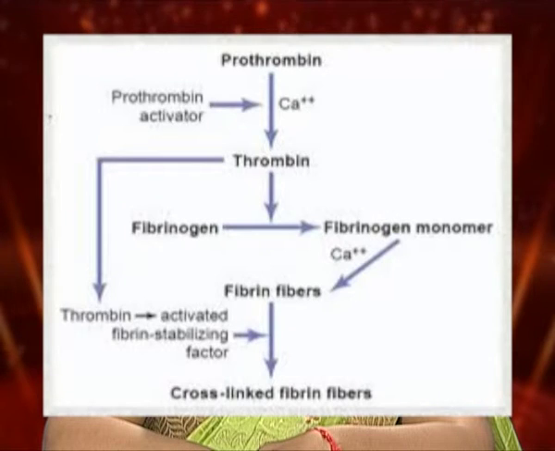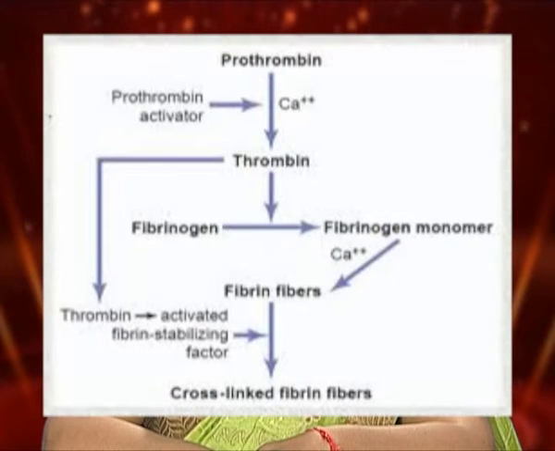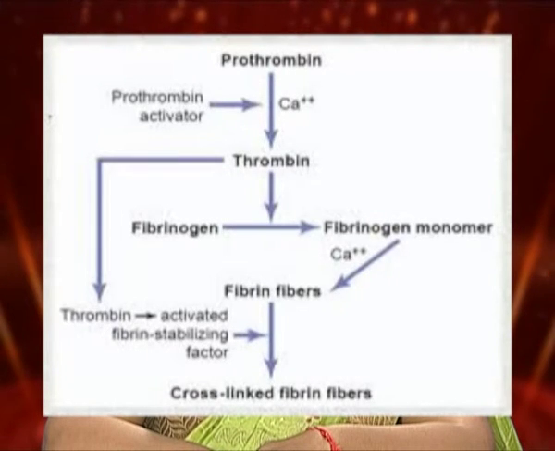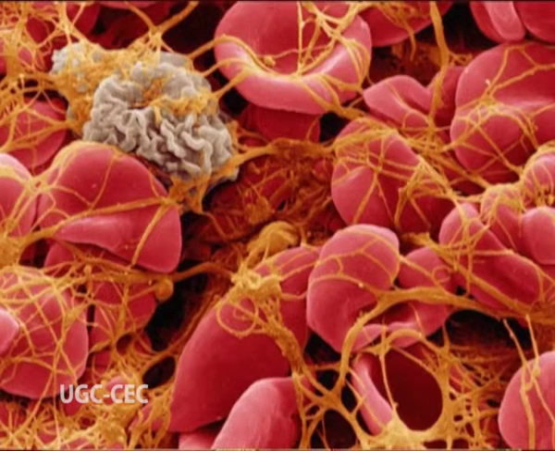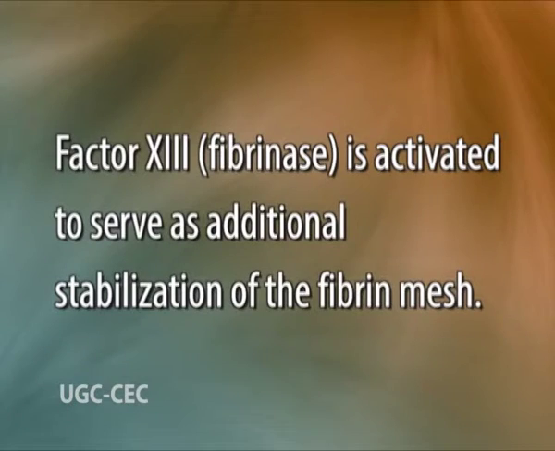Fibrin is an insoluble protein that, when it reacts with other substances, polymerizes to form strands that web together to form the basis of the thrombus. Web of fibrin is referred to as fibrin mesh. Factor XIII fibrinase is activated to serve as additional stabilization of the fibrin mesh. A more stable clot called a thrombus must form to make a longer lasting seal on larger injured blood vessels.